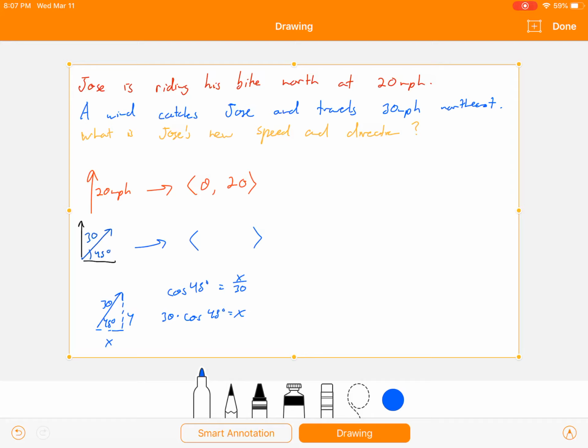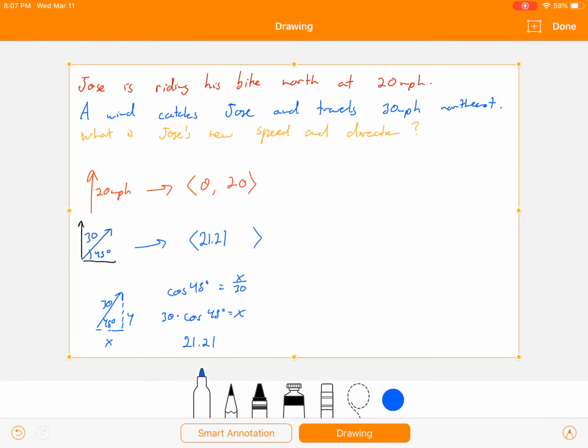All right, let's see. So cosine of 45 degrees times 30 gives us 21.21. So that is our horizontal, 21.21.